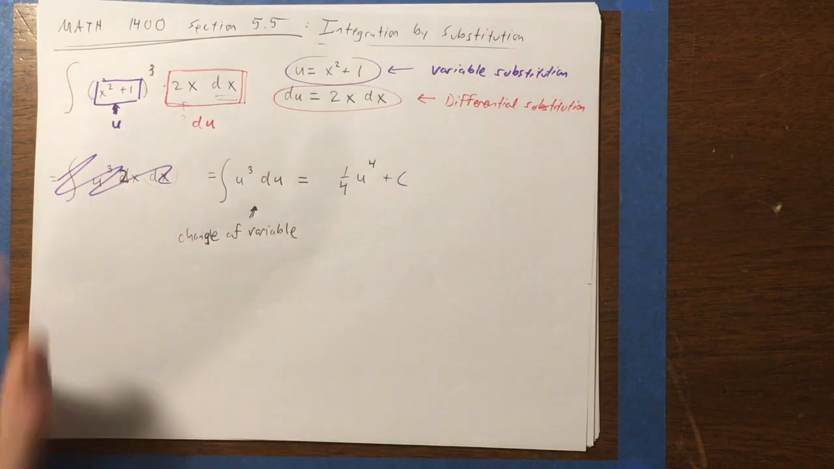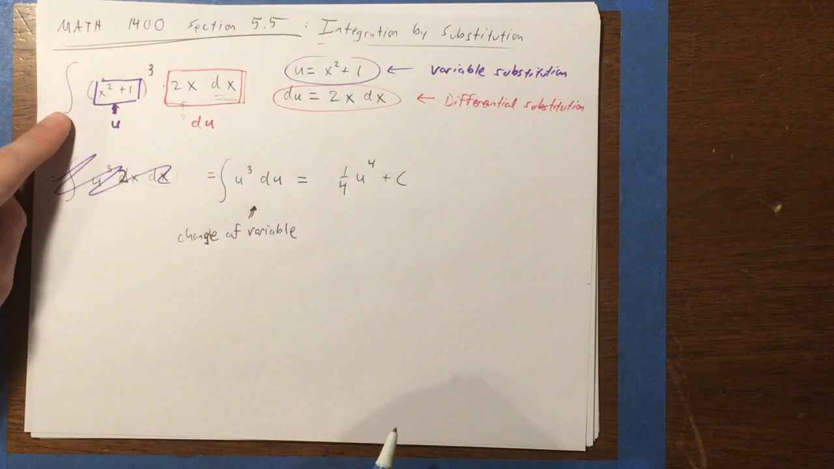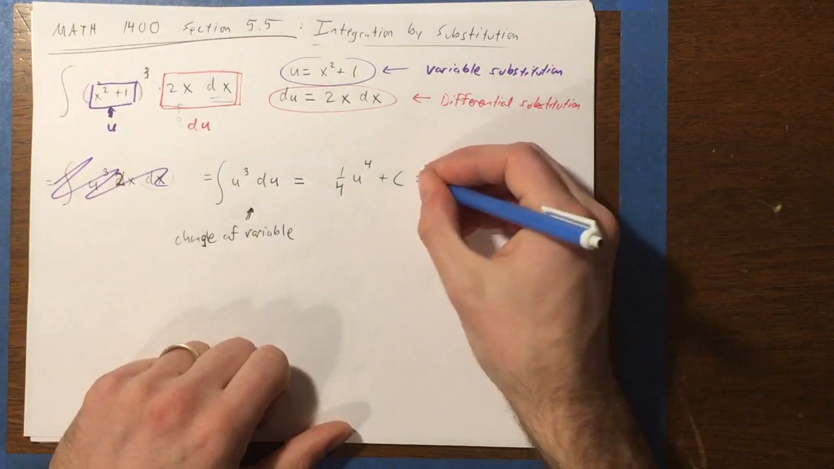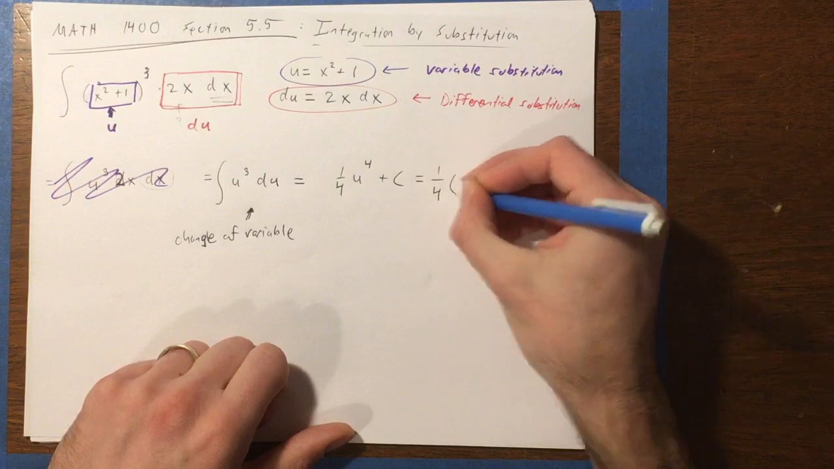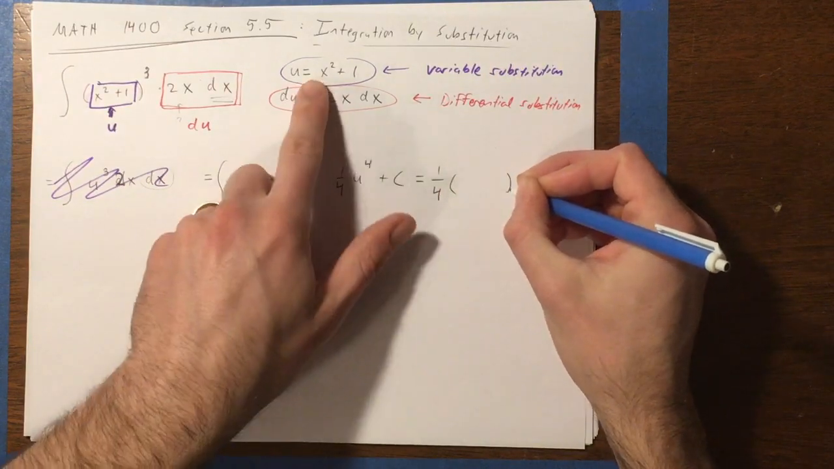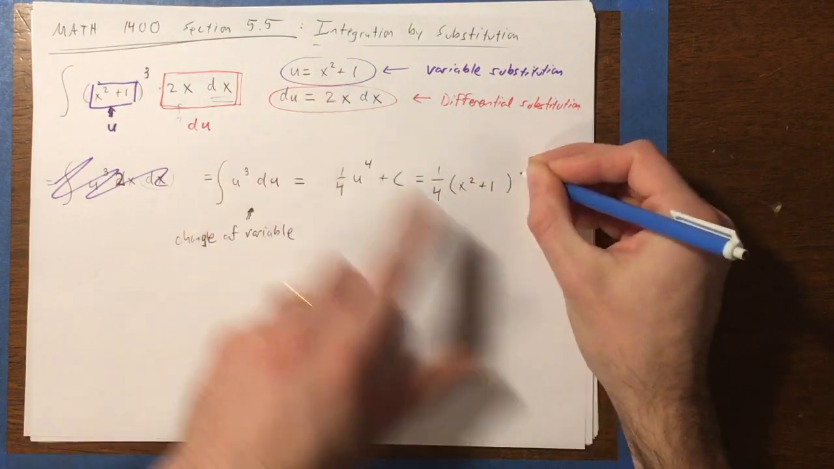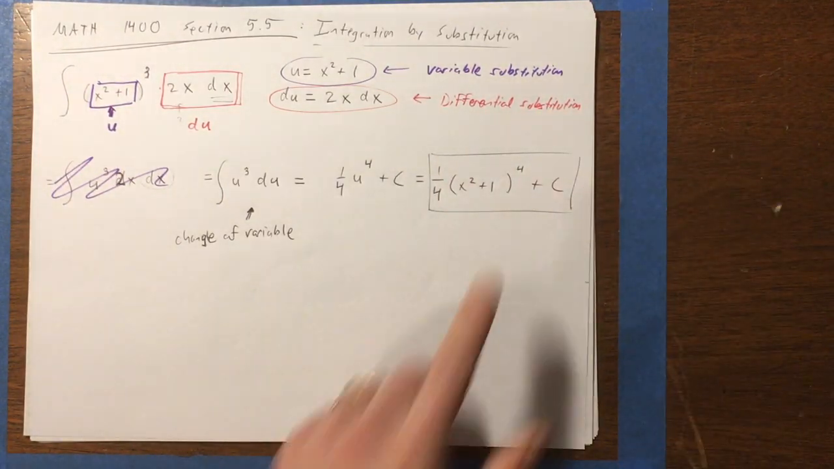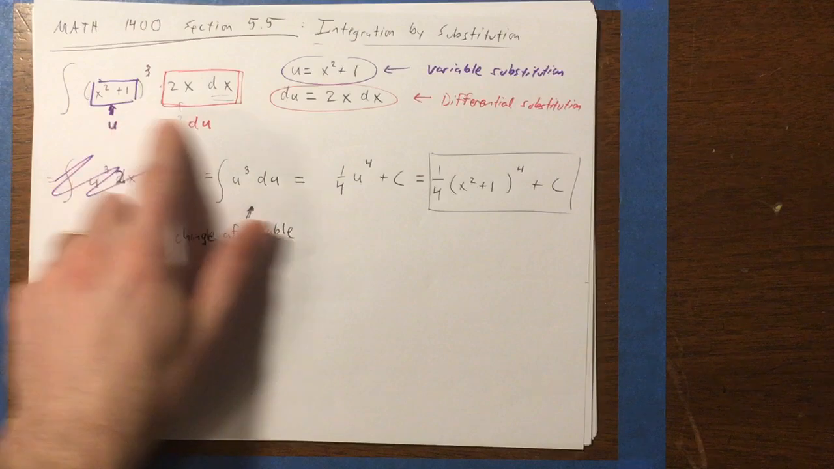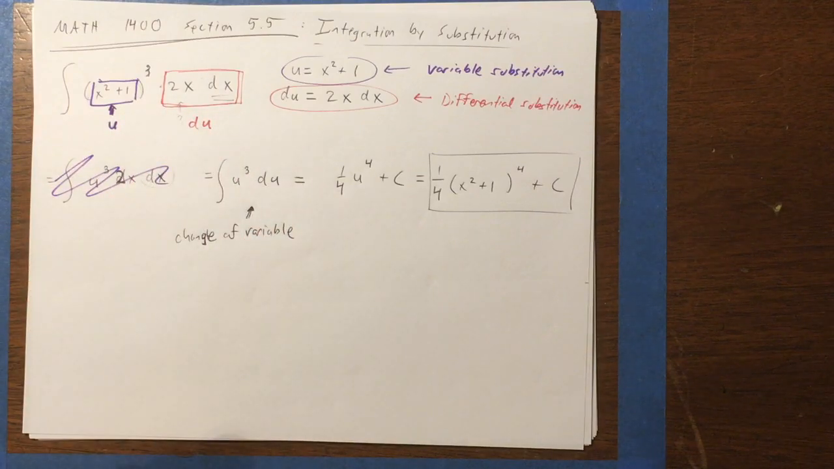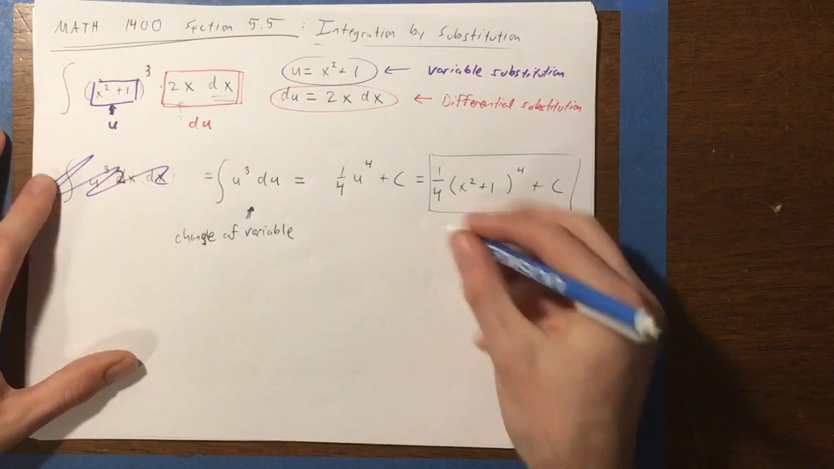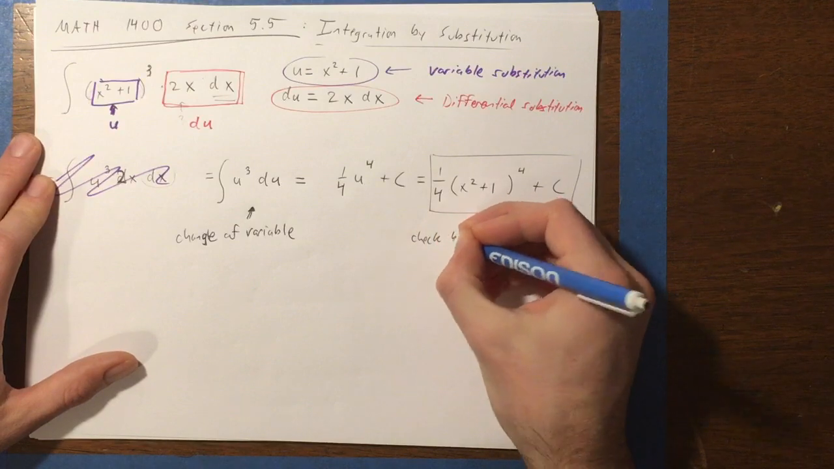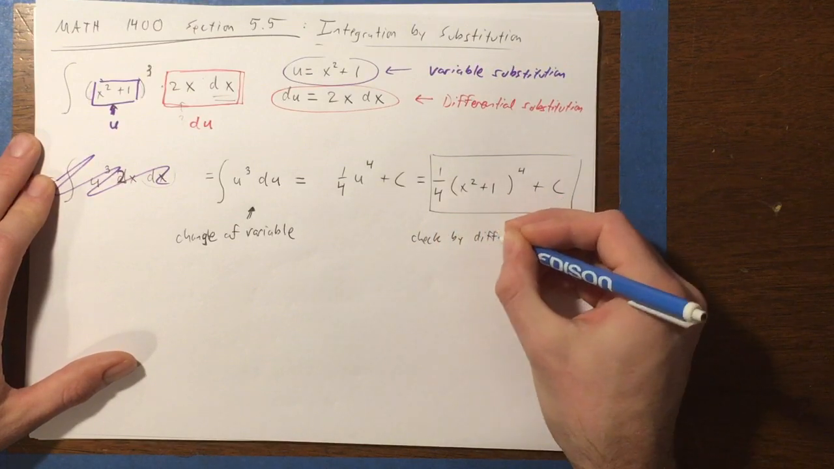However, if we want the answer to the original indefinite integral, all we need to do is reverse the substitution we made and go in there and replace the u with x squared plus 1. And that is the antiderivative of the original integrand that we started with. So there we go. And you could check that. Check by differentiating.